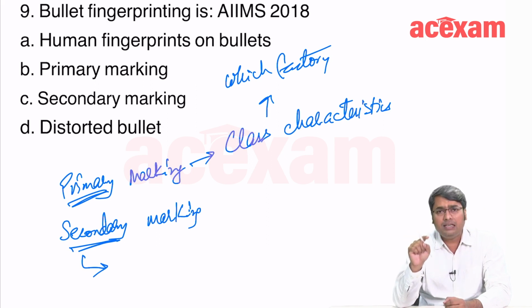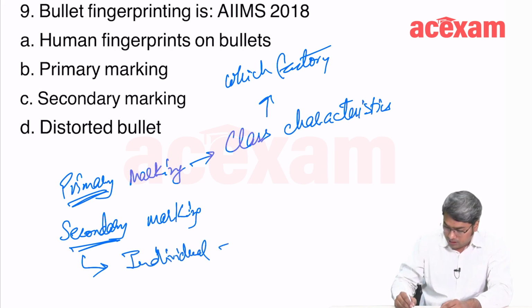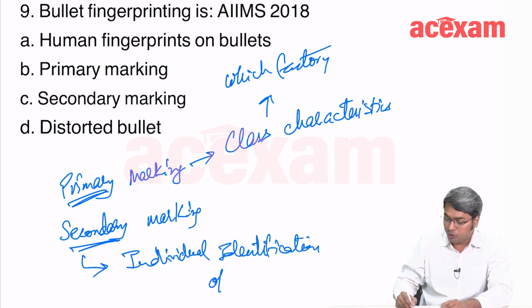So, that leads to formation of specific secondary markings on the body of the bullet, and this is responsible for individual identification of the guns. Okay. So, individual identification of guns is possible by this secondary marking.